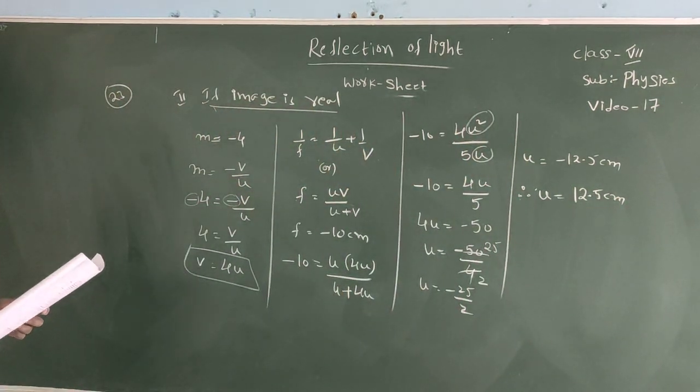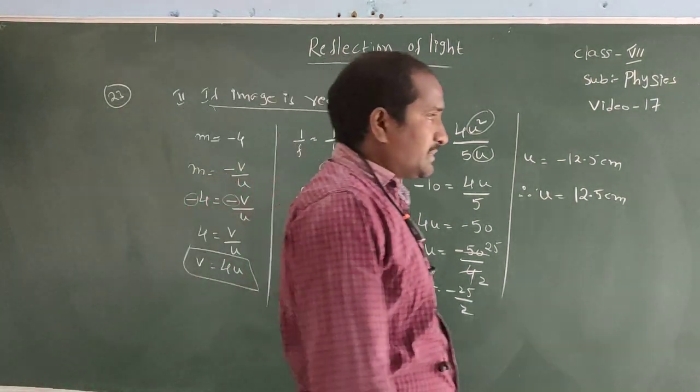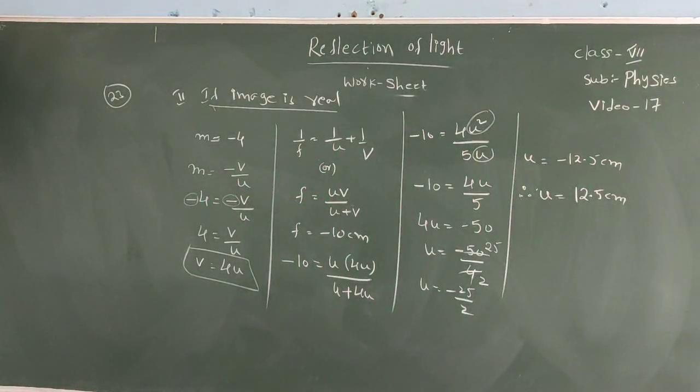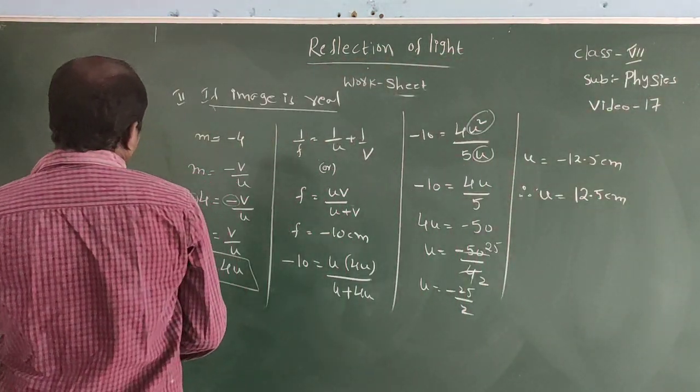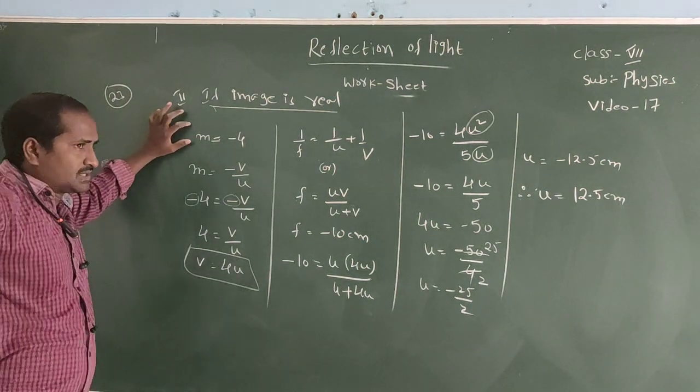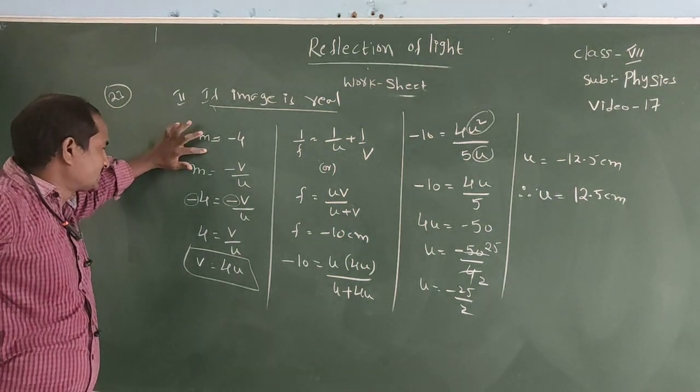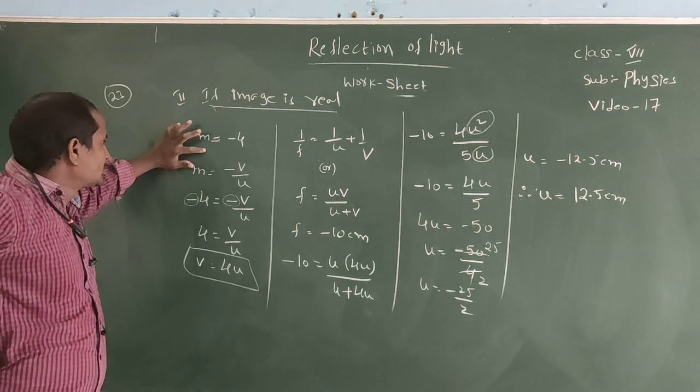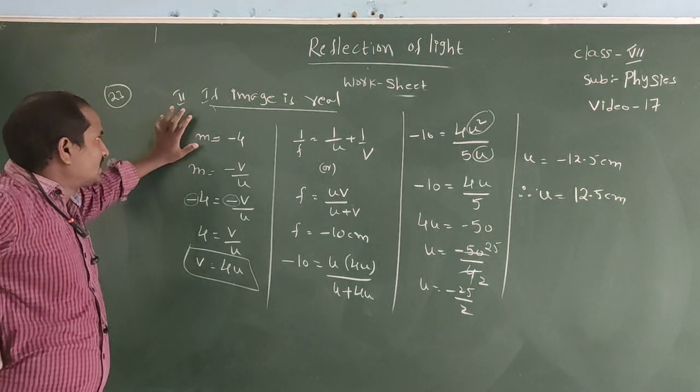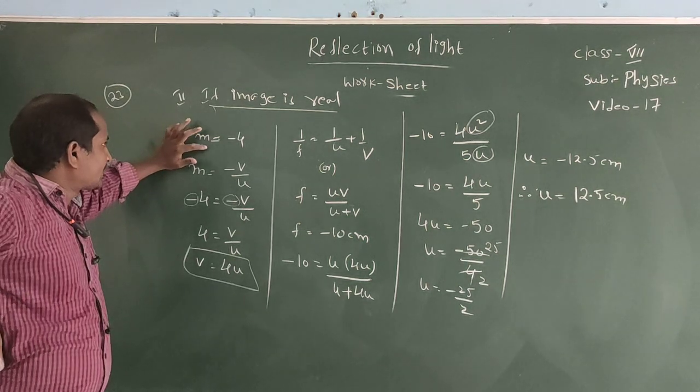Okay. If the image is negative, we got object distance equal to how much? 12.5 centimeters. Listen once again. Here, image is real, then m equals negative. So m is given as minus 4. So image is real, magnification is negative.